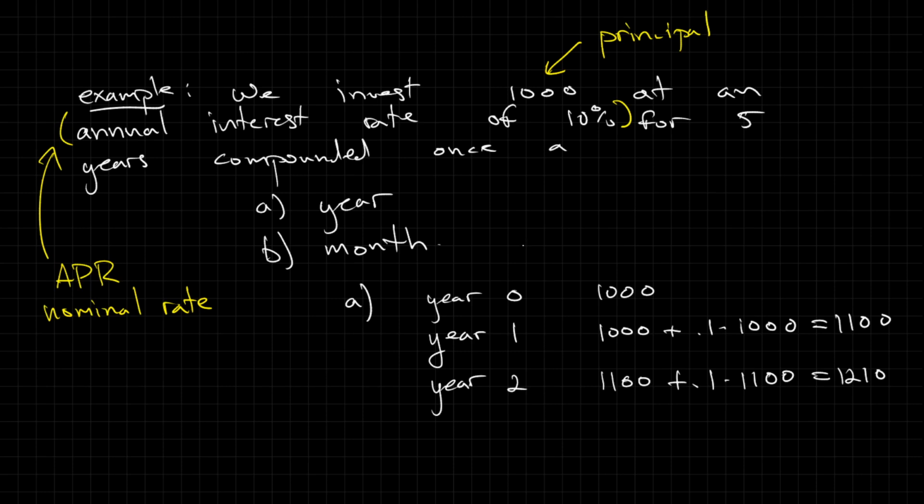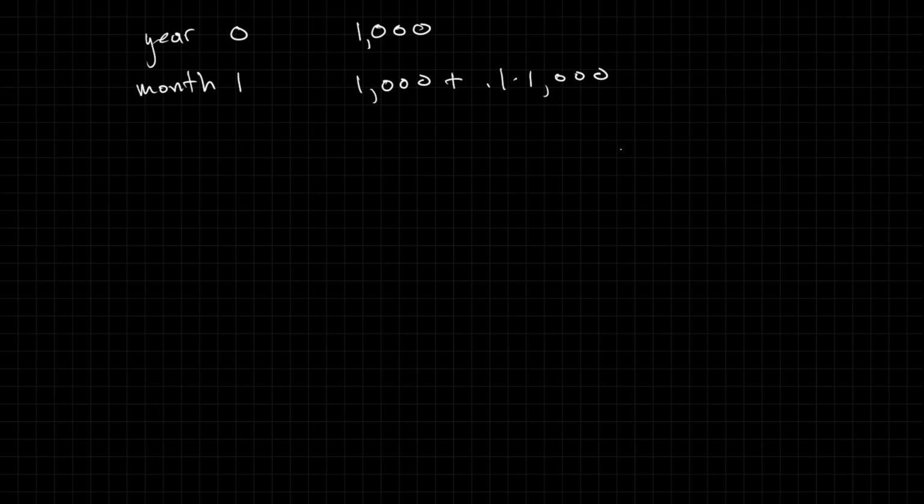The main idea is what they're going to do is they're going to update your money not at year one, but month one. So we'll start again at year 0 with $1,000. Then they're going to update the amount of money you have at month 1. And the way that they do it is they take your old amount of money and they're going to add the interest rate times that amount of money. This here is the amount of interest.